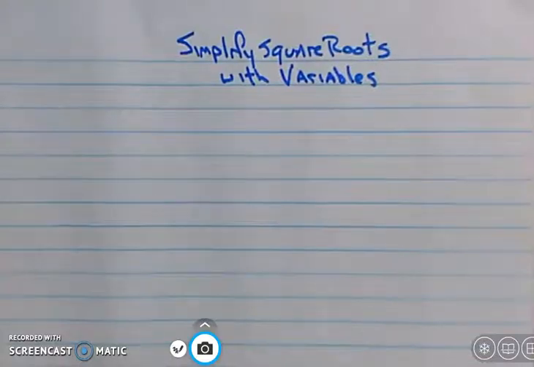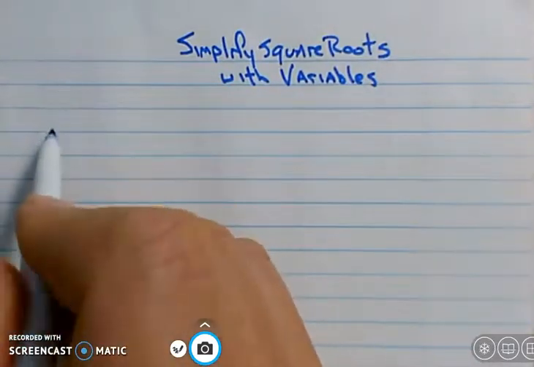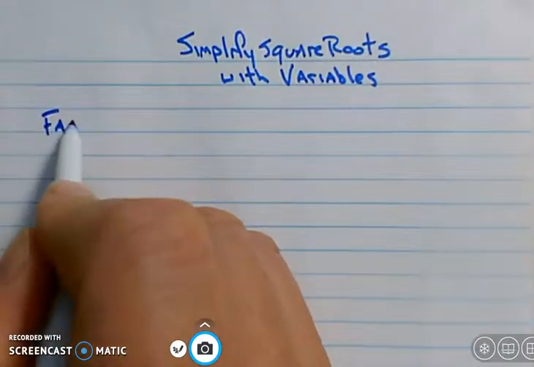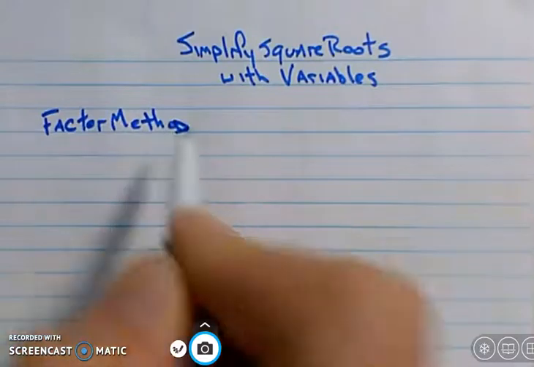Hello, today we're going to look at simplifying square roots with variables. We're going to focus only on variables today, no integers involved, but in order to show you how to do the variables, I do have to review the integers part. So first I want to remind you of one of the methods of simplifying, using the prime factorization. So we're going to look at the factor method of simplifying a square root.